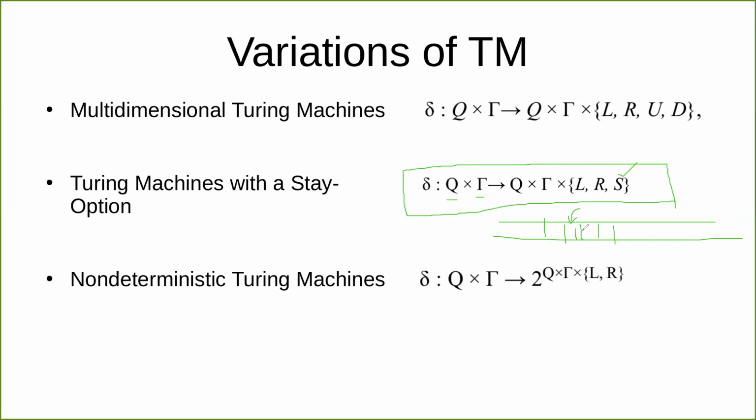So after writing something on this cell, if you don't have to move, you would choose this option S. After rewriting this symbol, you won't move either left or right. You just stay at the same position. Then you could choose this option. But by doing so, again, there is no difference in power. The power of this Turing machine is the same as a single-tape Turing machine with left and right options only.